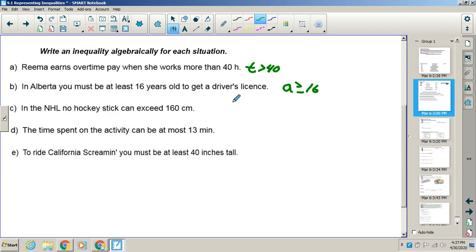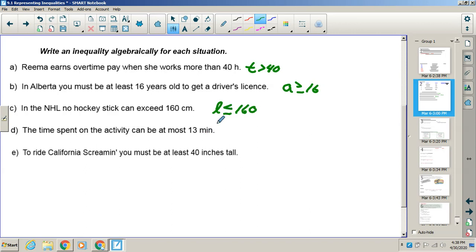Part C, in the NHL, no hockey stick can exceed 160 centimeters. So the length of the hockey stick has to be 160 centimeters or less. Can't be anything over. Okay, it can be 160, but not anything greater. So if I'm talking about the length of a hockey stick, that length has to be less than or equal to 160 centimeters.